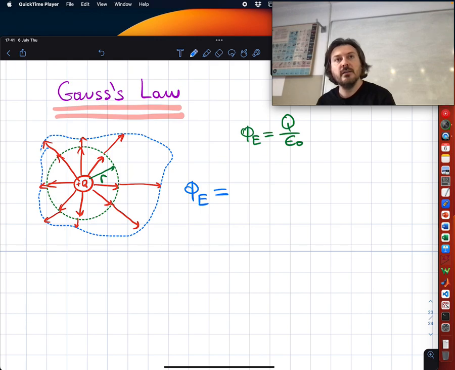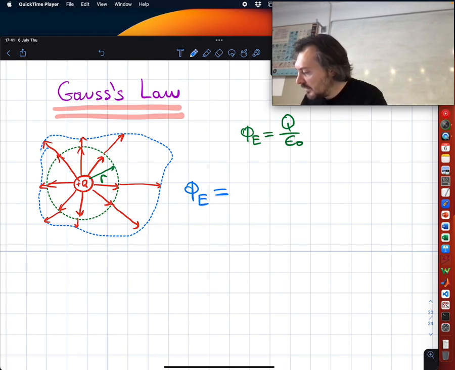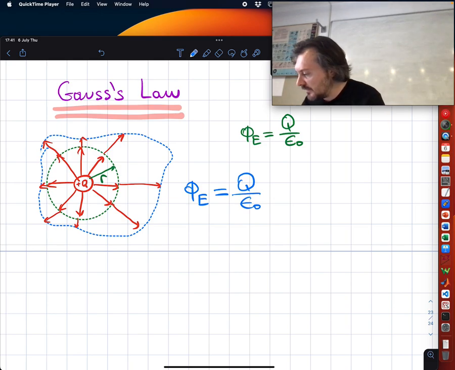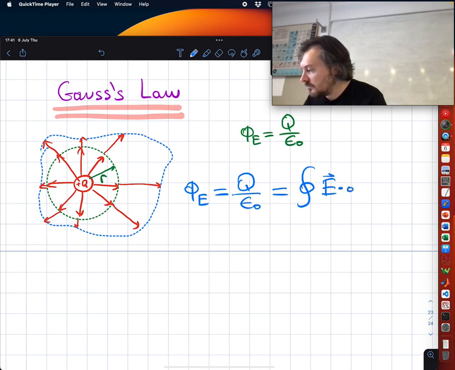Why? Because the number of field lines are the same, right? And we said that flux is proportional to the number of field lines. So the flux is still Q over epsilon 0. But how can we describe the flux for the blue curve? We can describe it by closed integral E dot dA. Okay?